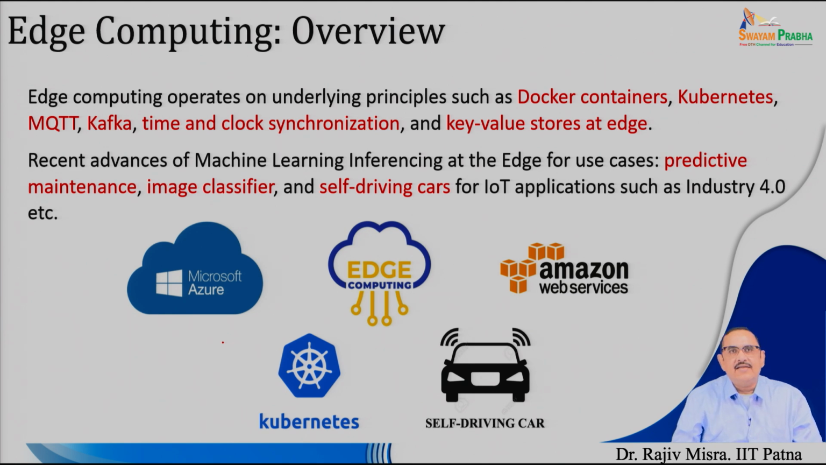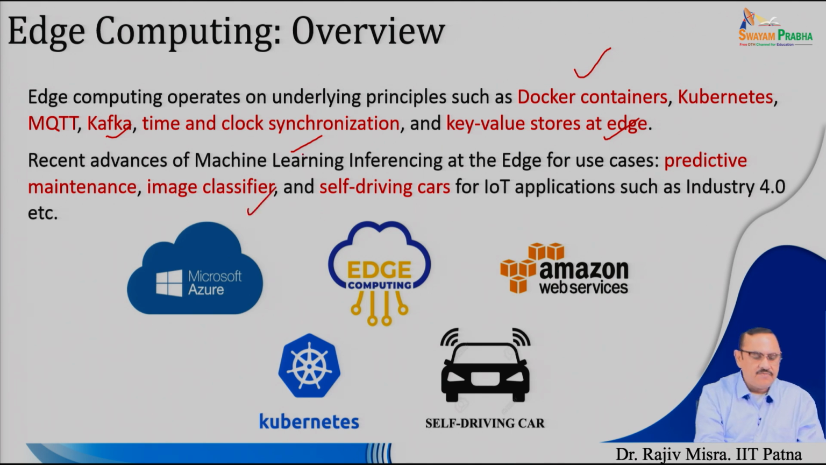So, let us understand this. Edge computing's underlying principles should have the Docker container principles enabled, Kubernetes, MQTT, Kafka, time and clock synchronization principles of a distributed system, and key value stores at the edge. Recent advances in machine learning inference at the edge for use cases such as predictive maintenance, image classifiers, and self-driving cars for different IoT applications also require implementations at the edge. So, these are all functionalities which are summarized here through the icons.